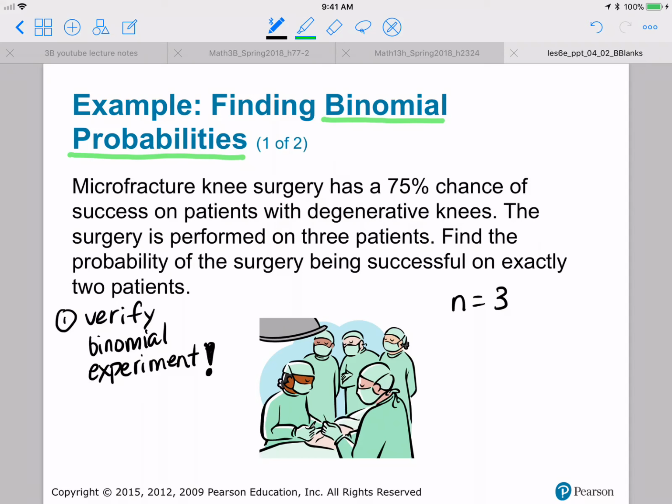Now, number 3, the probability of success is the same for each trial. Yes, what is that probability? It is going to be 0.75. And how do we get that? This is written in the problem. Okay, so we know that. And then 4, the random variable x counts the number of successful surgeries. So we've got that too.